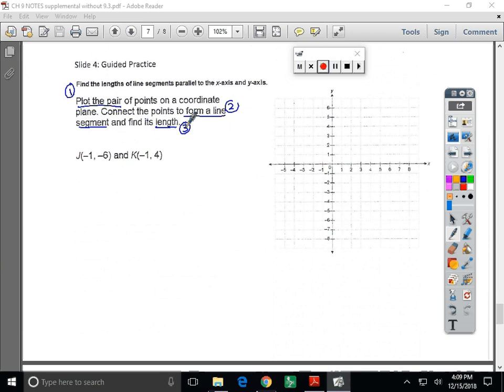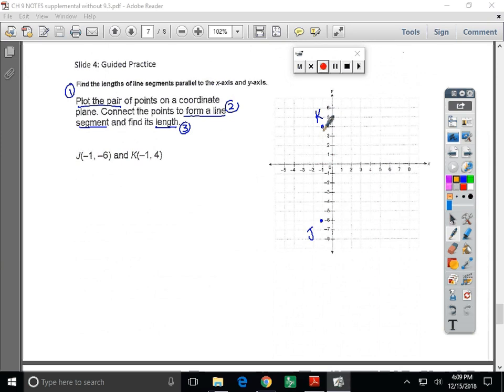First, we need to plot the pair of points. So let's do that. Point J. I start at my origin and I move -1 to the left. Next, I need to move -6, dropping down. I'll call this point J. Next, I'm looking for -1, +4. So -1 means slide to the left or move to the hallway on your left. Next, I'm going to move up 4. So pushing the elevator button, going up 4, here's point K. That was step 1, to plot the pair of points.